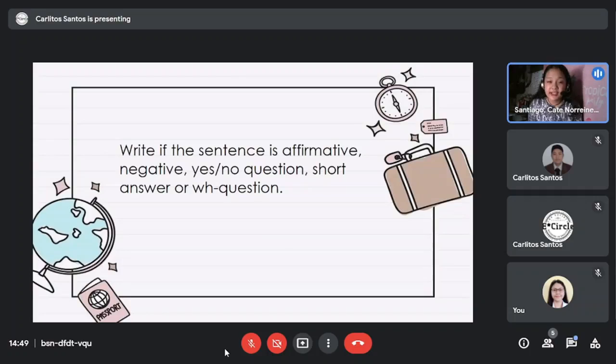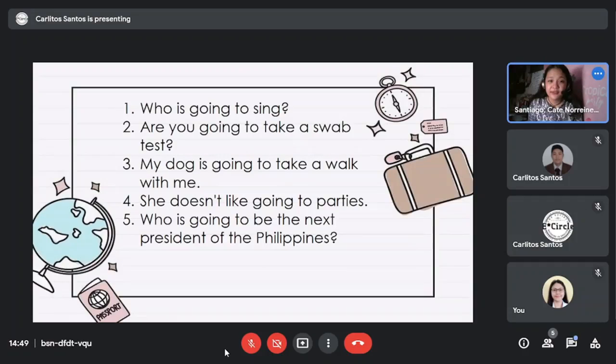Okay, for our first sentence, we have here: who is going to sing? Okay, Carlitos is raising his hand. What type of sentence is this? Yes, it is a WH sentence. Thank you.